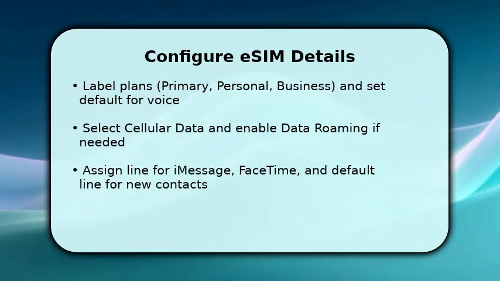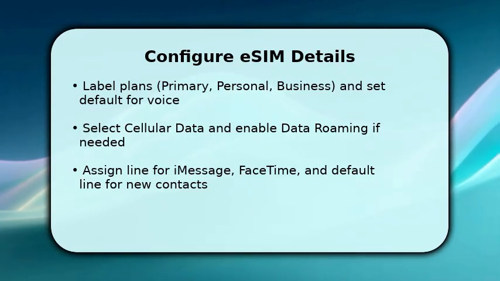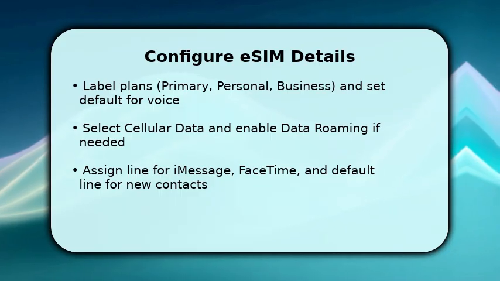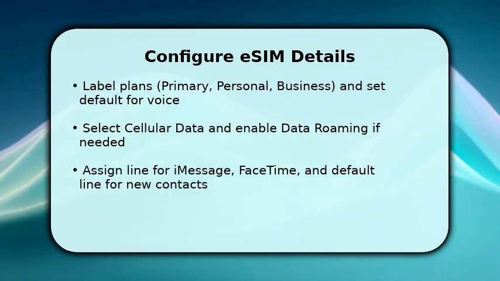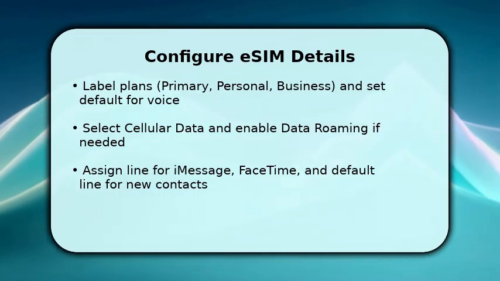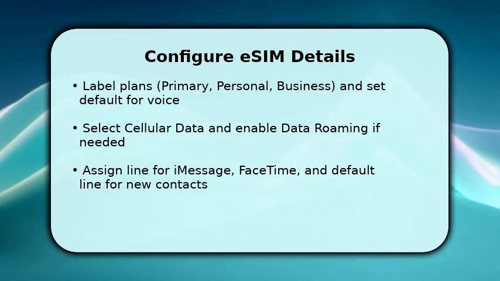Once the plan is added, you must configure how the eSIM behaves. Tap the new plan and label it clearly, for example, primary or travel, because that label appears in phone and messages. Make sure to set your default voice line and choose which line handles cellular data. This prevents accidental roaming charges.